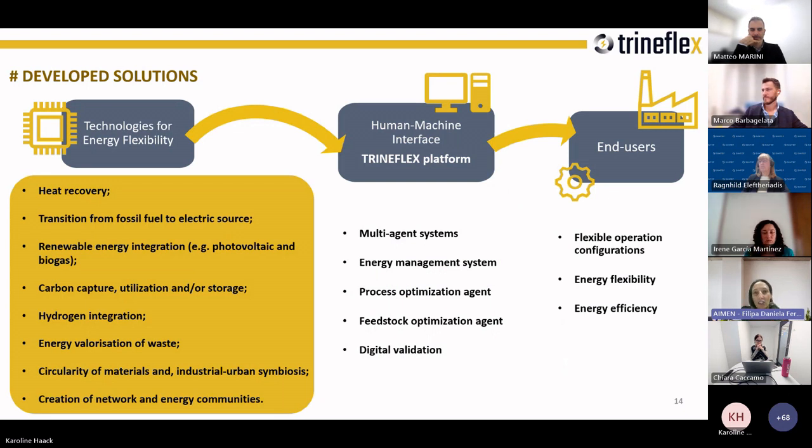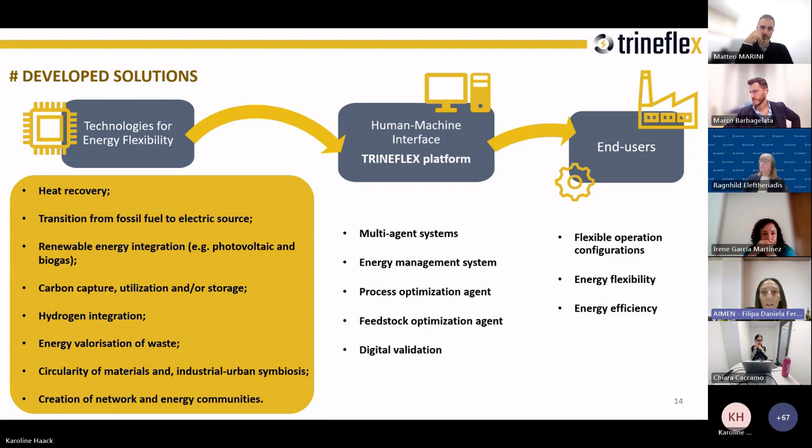And this slide is just to give you a bit more details regarding this synergy between the digital part and the energy technologies part. So alongside the deployment of the digitalization, I mean the digital retrofitting and digital twin and so on, individualized energy transformative technologies will be explored and digitalized assets will be generated and integrated in the Trineflex platform.